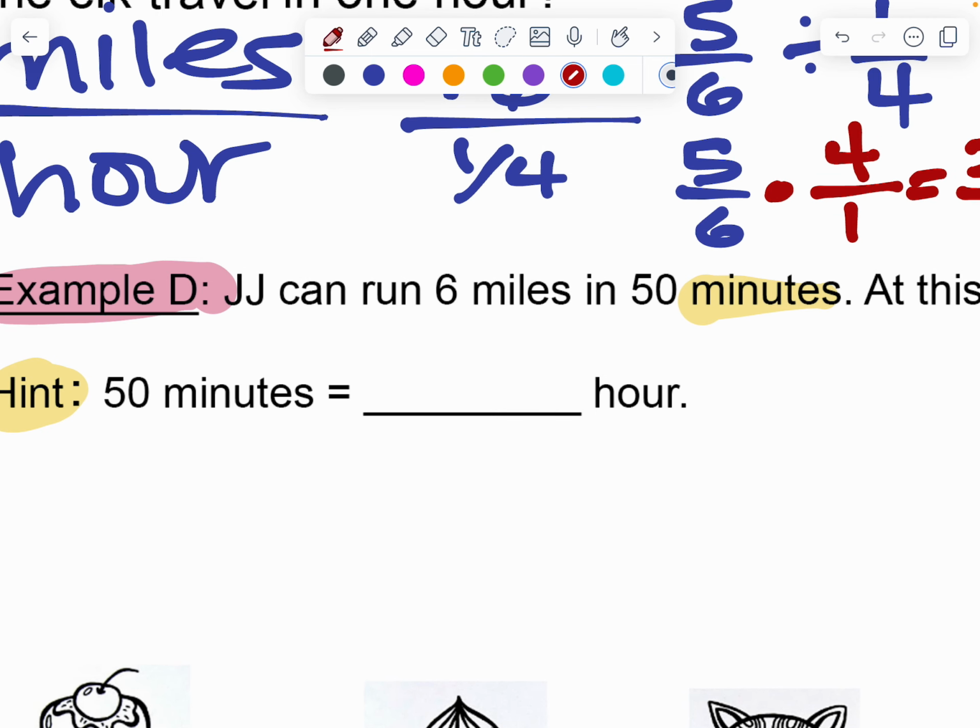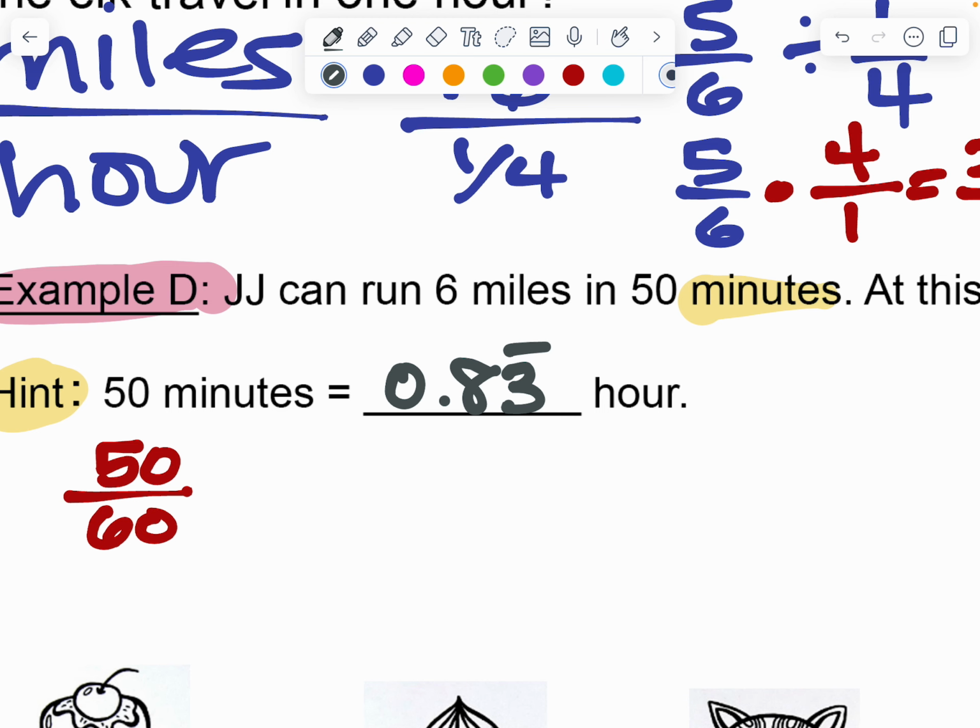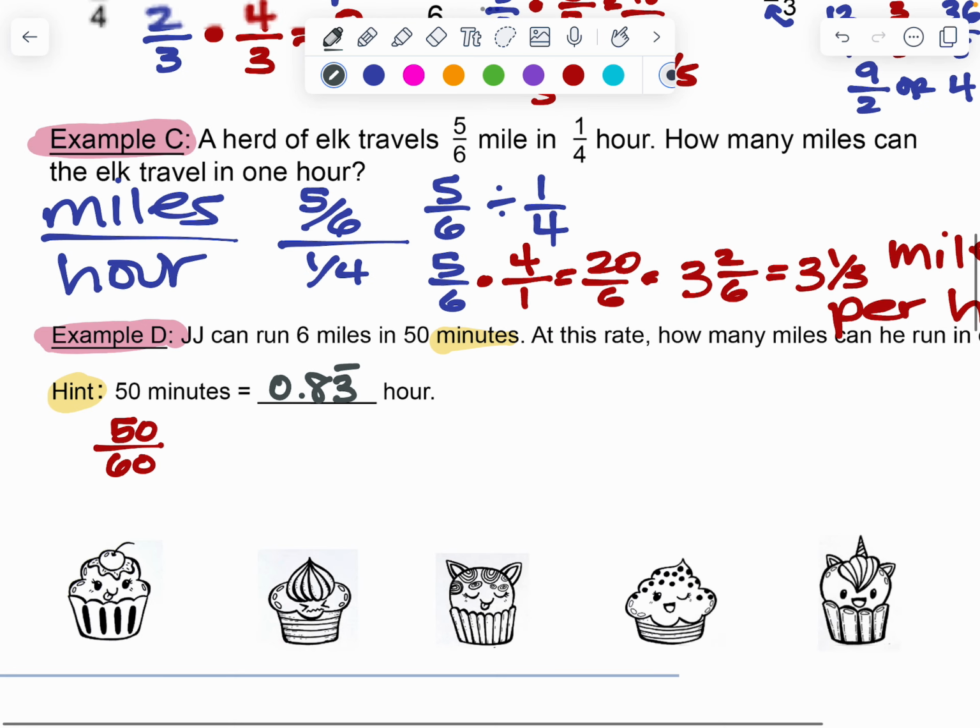How many minutes are in an hour? Aren't there 60 minutes in an hour? So that's 50 out of 60. If you put that into a calculator, we're going to get that 50 minutes is about 0.833333. I'm just going to stop it right there. This repeats.